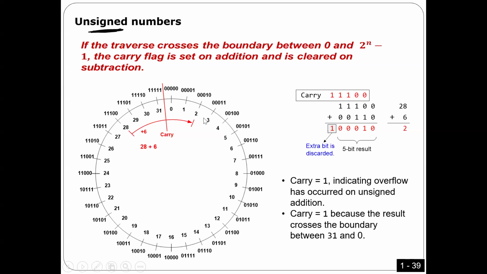How did this happen? I started from 28, so I was here, and then I added 6: 1, 2, 3, 4, 5, 6. That's why I ended here. You got it? This is a problem. If you are at 1, 1, 1, 1, 1 and then you add 1, you are going to roll over and move here. You are going to cross. Every time you cross, there is overflow. You understand the idea? Any questions?